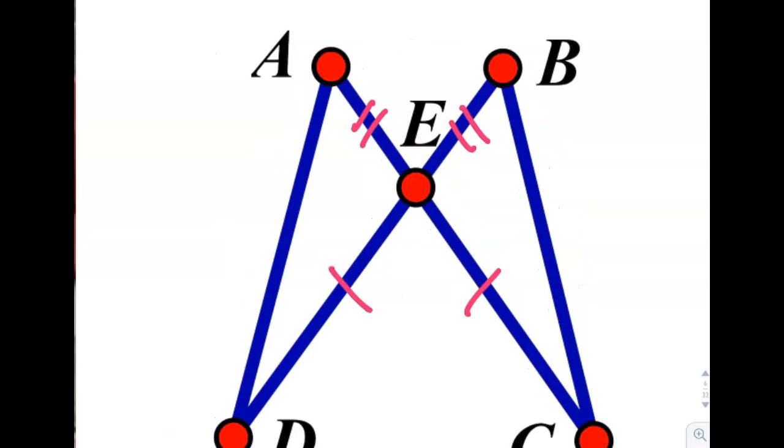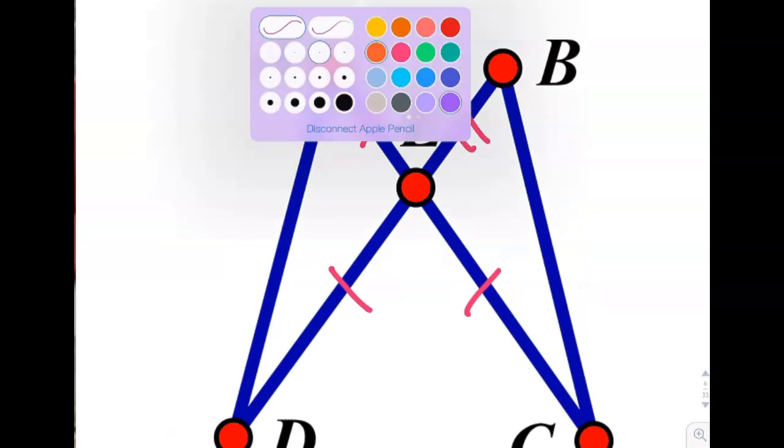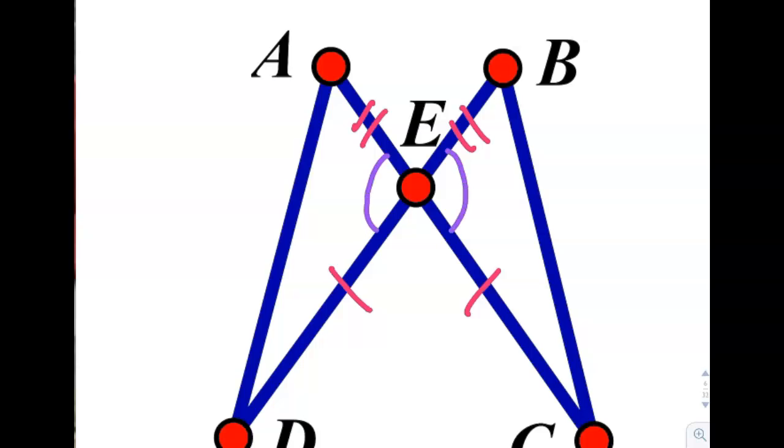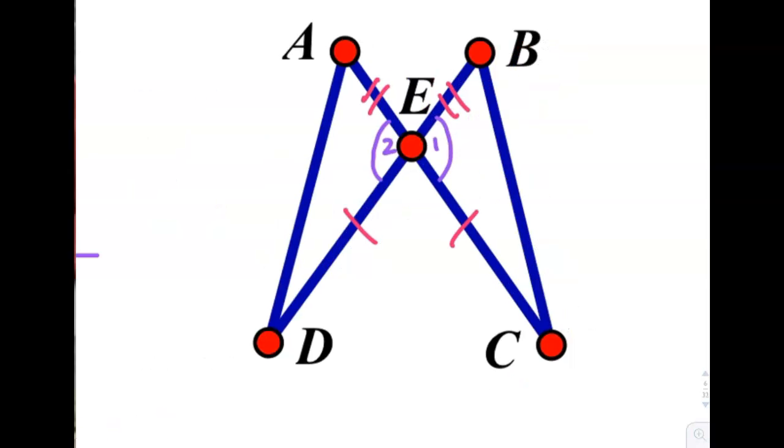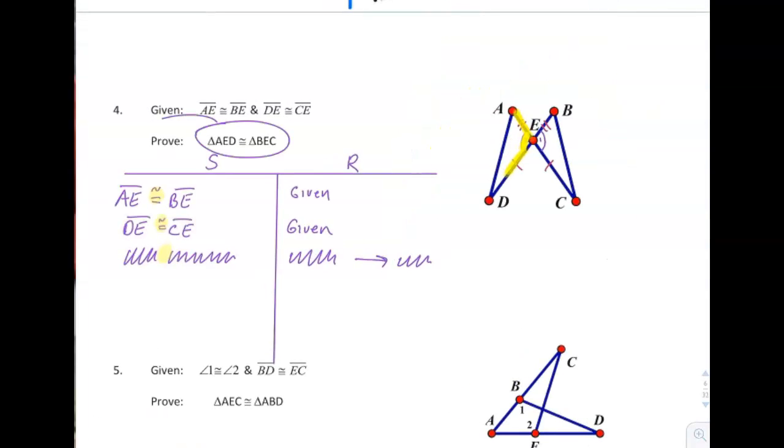What else do you know about this picture that isn't given? I notice that I have vertical angles here. And I'll just call them angles 1 and 2 because it's easier to refer to them that way. So you're going to say angle 1 is congruent to angle 2 because vertical angles lead to congruence. And now I have three congruences. So if you notice here in a cluster, side, angle, side. So now I'm ready to prove. So I say triangle AED is congruent to triangle BEC because of side, angle, side.